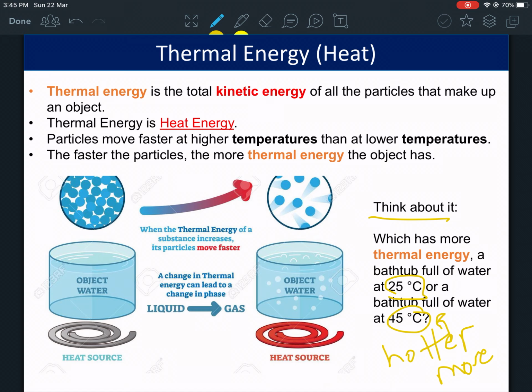And thermal energy is the total kinetic energy of particles. These are particles. The more they move, the faster they move, that means the more kinetic energy they have. This is the explanation of this meaning that comes at the beginning.